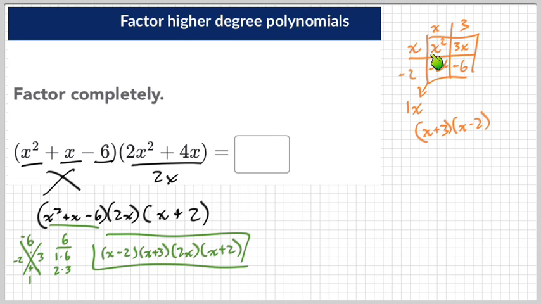x times x gives me x squared. x times 3 gives me 3x. So it's just another way of organizing it. And some of you guys might prefer that way. And so I just wanted to blast that out to you guys.